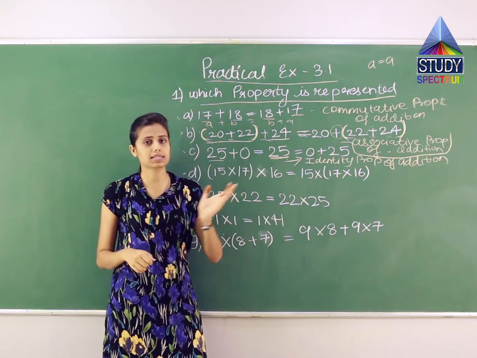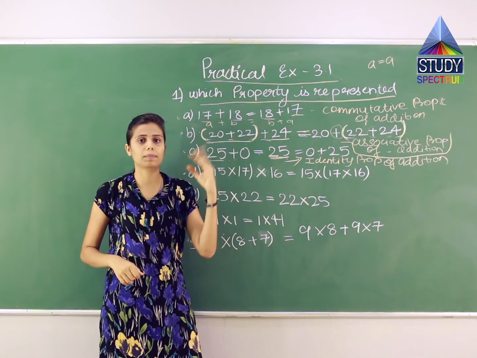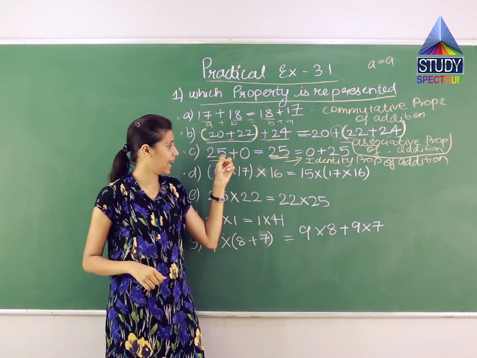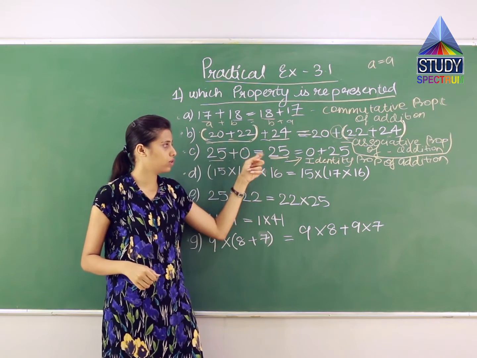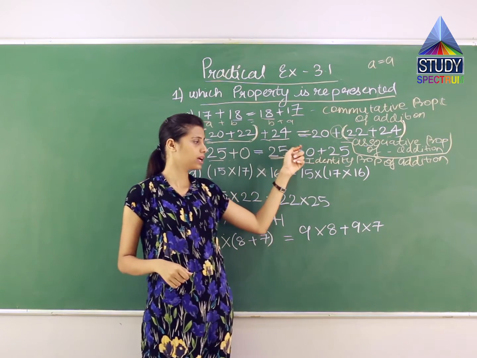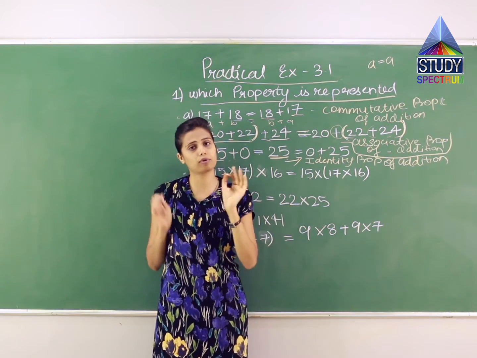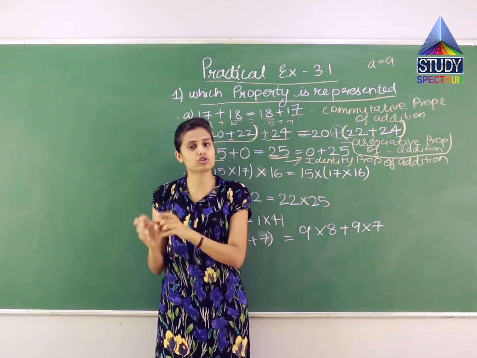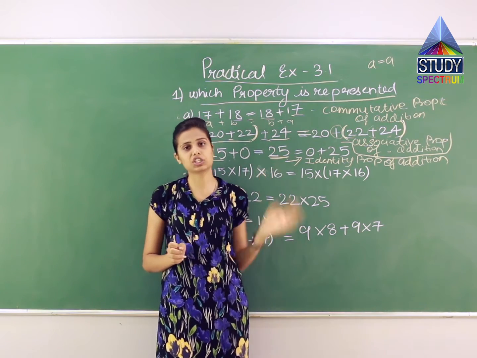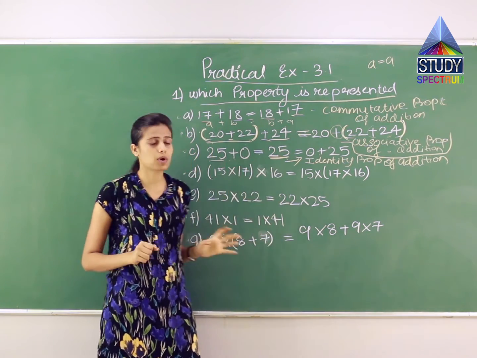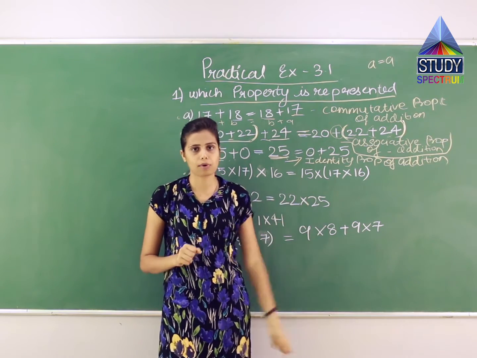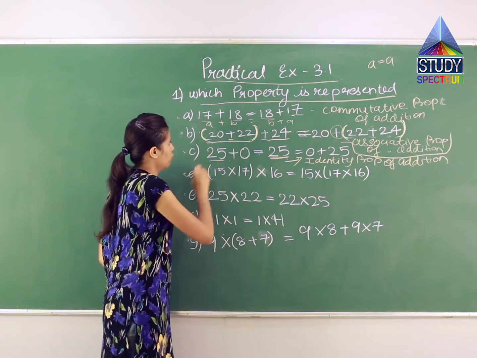Now let us move on to the next question. In identity property, what did we learn? The number plus 0 will be equal to the number, that is A plus 0 will be equal to A, and will also be equal to 0 plus A. Means what? Position does not matter, and whatever A is, it stays A when 0 is added to it. So this was which property? Identity property.